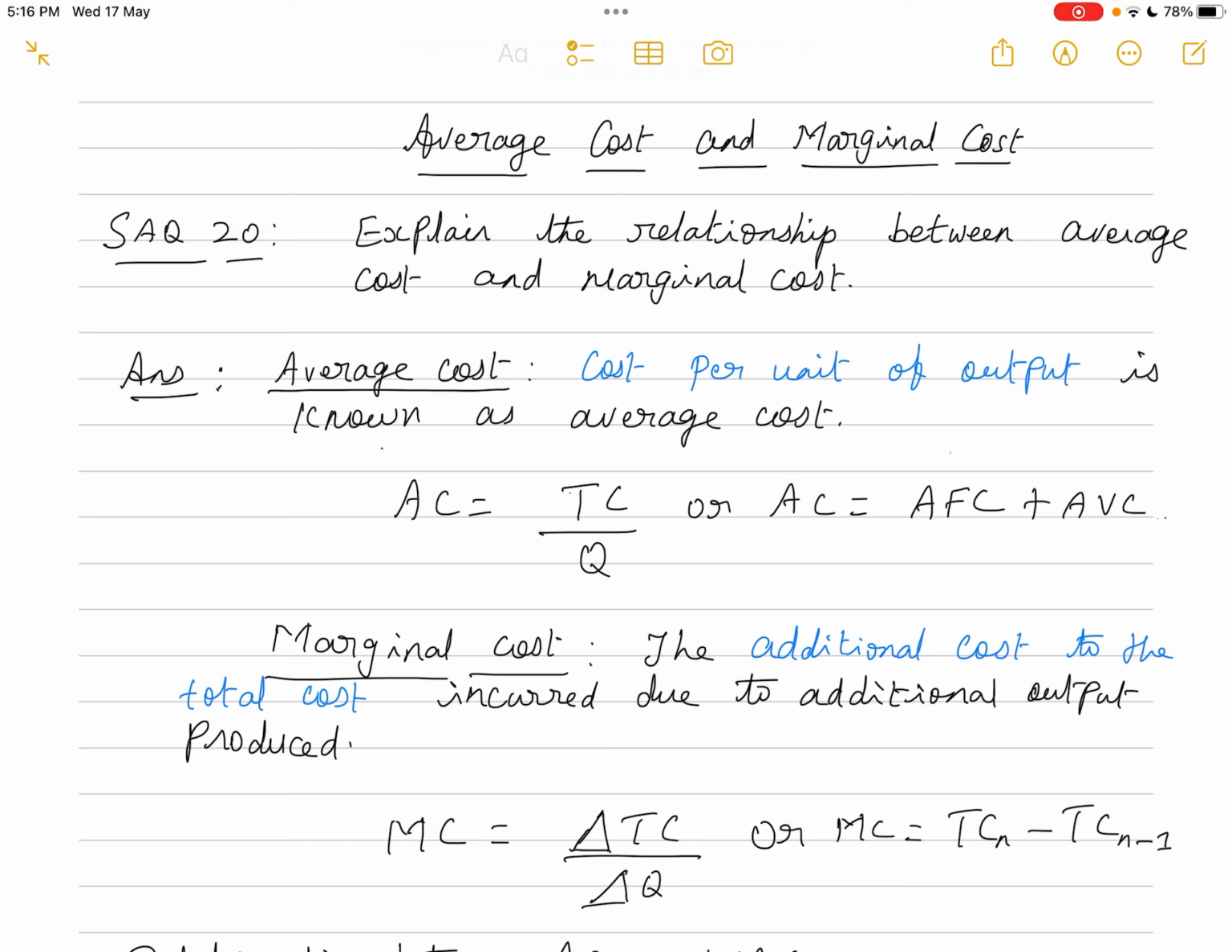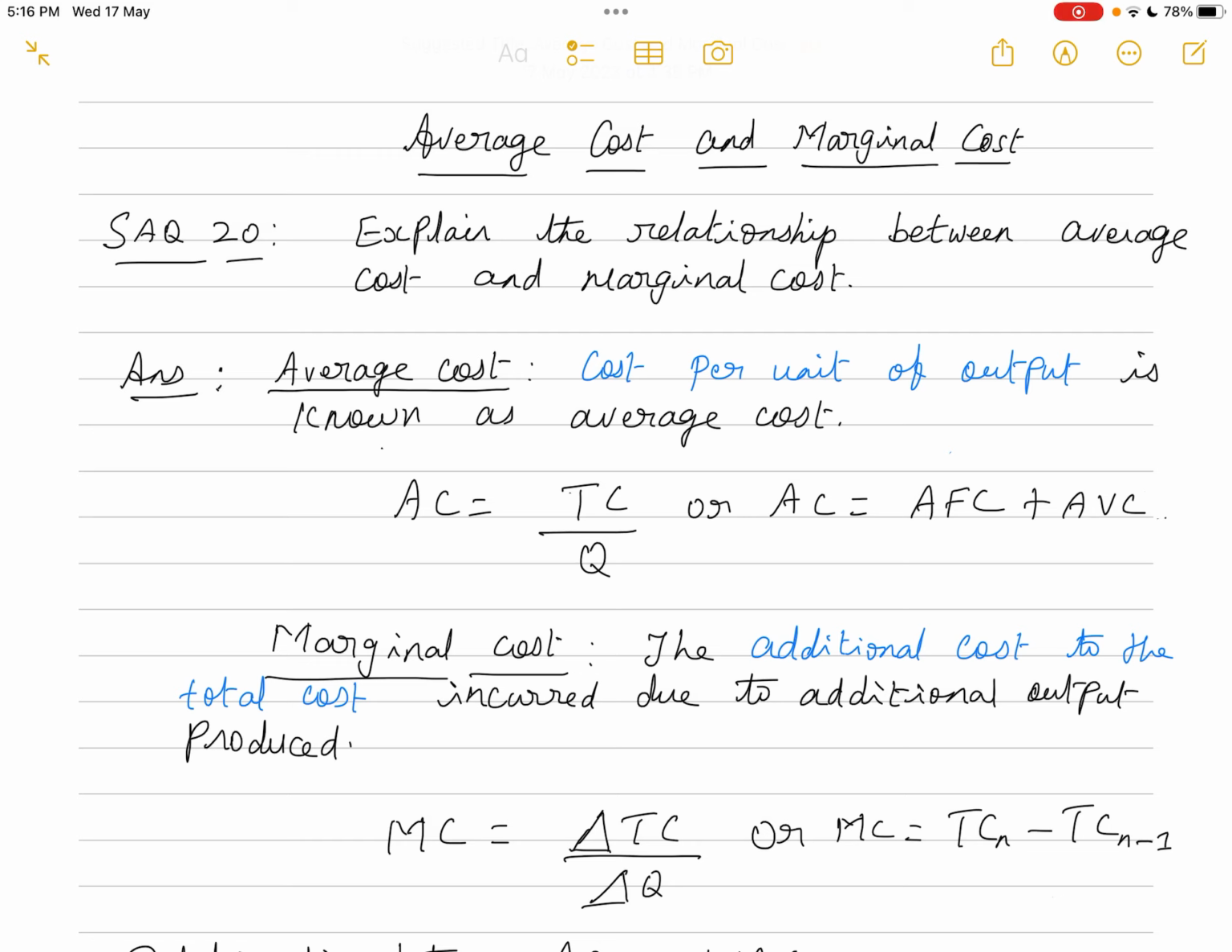Cost per unit of output is known as average cost. So how do you calculate average cost? AC is equal to TC, that is total cost, divided by Q. Q is the output. TC is total cost. That is the average cost. So that's the cost per unit of output. That is what is known as the average cost.